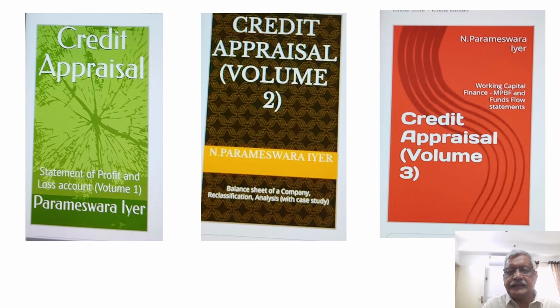This is how the 3 books appear in Amazon website www.amazon.in. The prices of 3 books are in the range of 250 to 400 only.